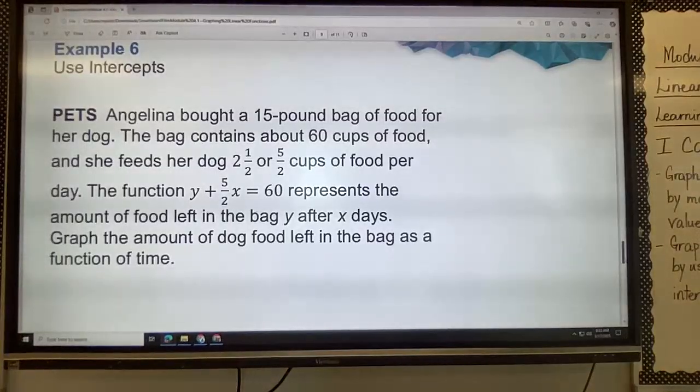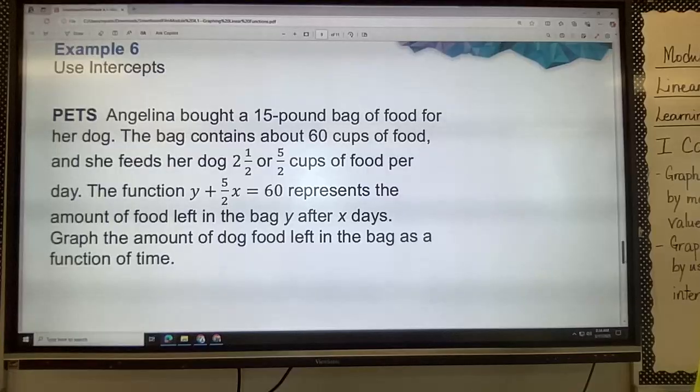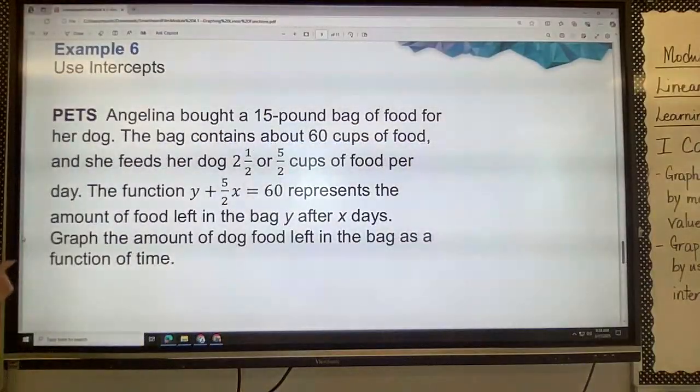Graph the amount of dog food left in the bag as a function of time. So what we're going to do in this case is first find the x and y-intercepts and interpret their meaning in the context of the situation. And then we are going to graph the equation by using the intercepts. So to find the x-intercept, let y be equal to 0.